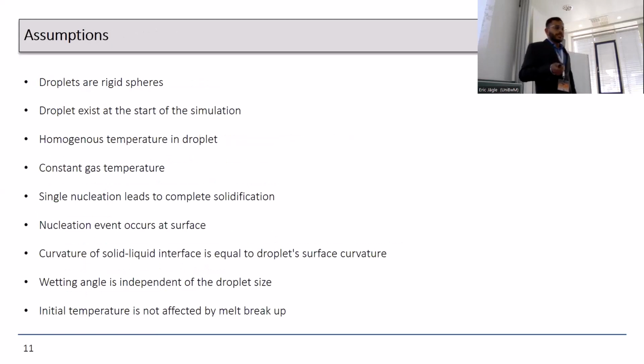So the assumptions taken here are that the droplets are rigid spheres. Droplets exist at the start of the simulation. The droplet is so small and metallic that it has a homogeneous temperature inside it, and a constant gas temperature is expected. A single nucleation event leads to the complete solidification of the droplet. Nucleation is expected to occur at the surface of the droplet, the curvature of the solid-liquid interface is equal to the curvature of the droplet surface, the wetting angle is independent of the droplet size, and the initial temperature is not affected by the melt breakup.